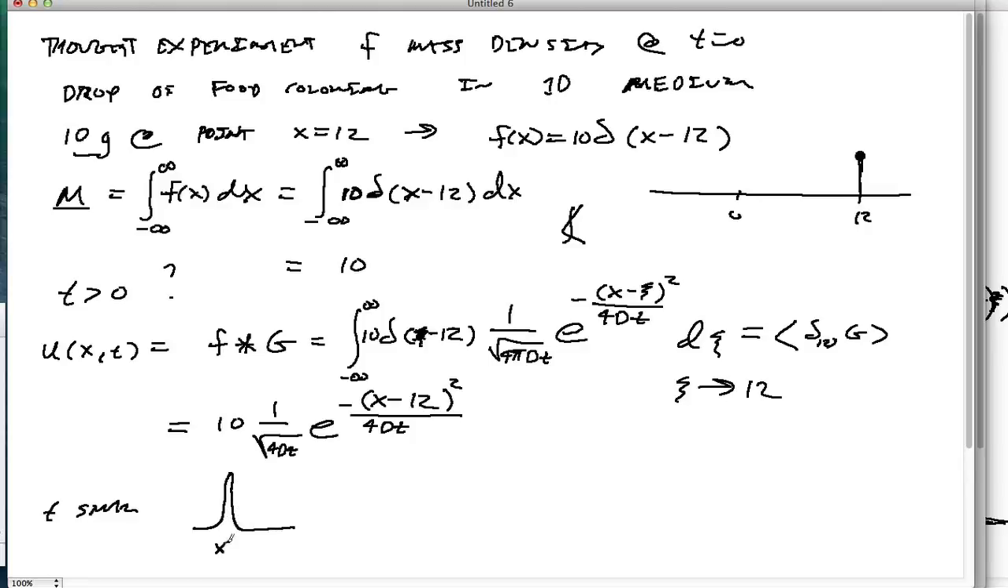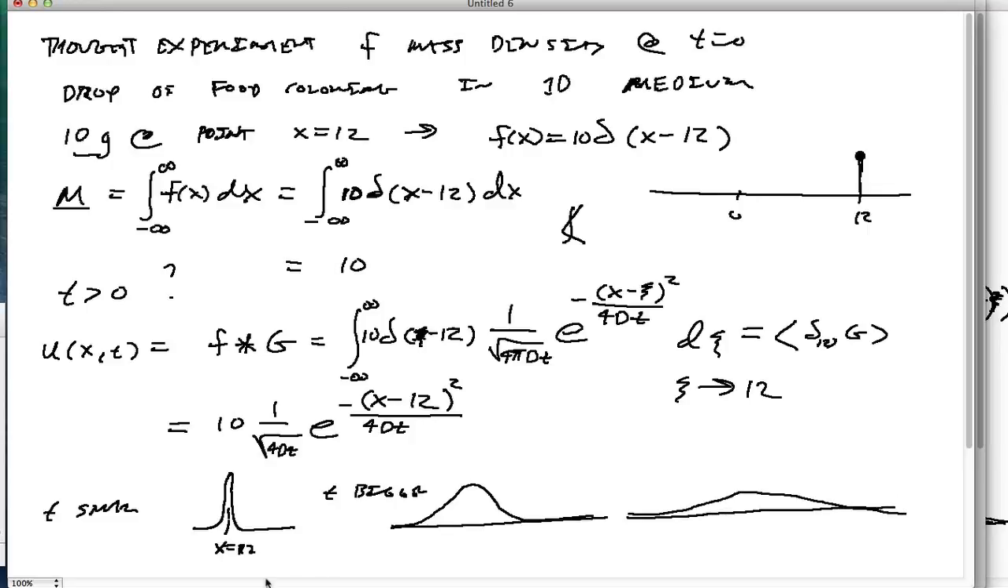For small time, we're going to get a sharp little peak right around x equals 12. As time goes forward, it's going to broaden out a little bit, like that, and then broaden out even further, like that. So that's what we call the heat kernel.